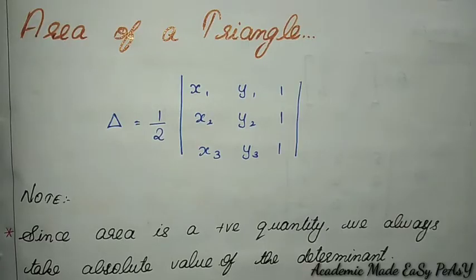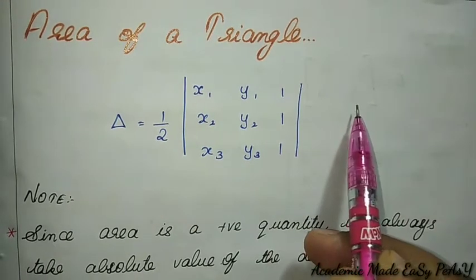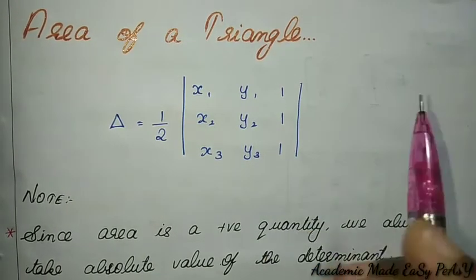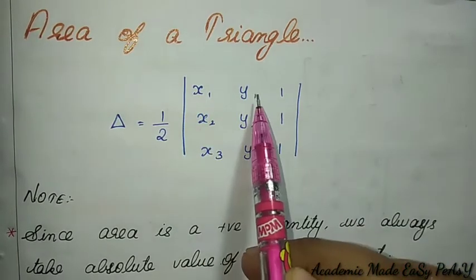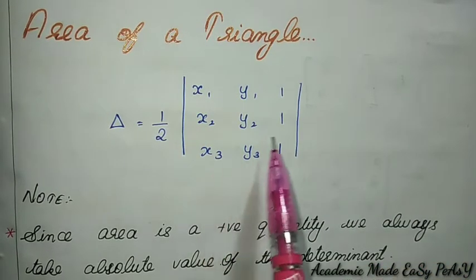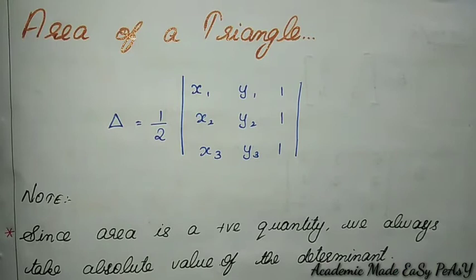This topic is area of a triangle. In this topic we will be learning how to find the area of a triangle using a determinant. So see, three coordinates will be given: x1, y1, x2, y2, x3, y3. These three coordinates will be given and we will be using only the square matrix.